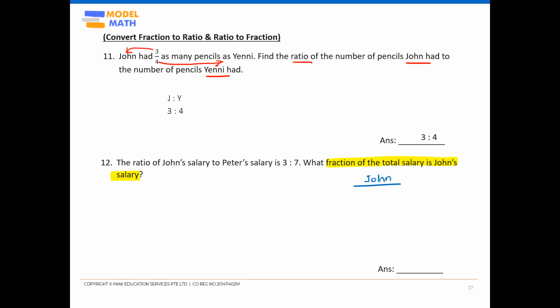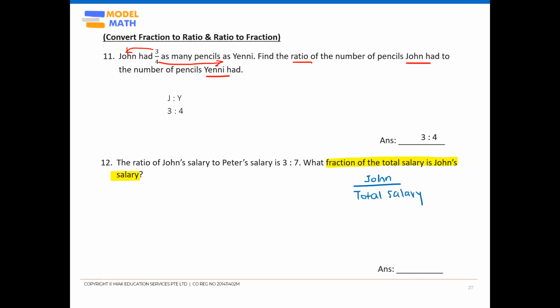And what is in the denominator? So if they say what fraction of the total salary, that means out of the total salary, you want John's fraction. So John is at the top, so your bottom should be the total salary. Okay, so get this clearly laid out first. So total salary at the bottom.